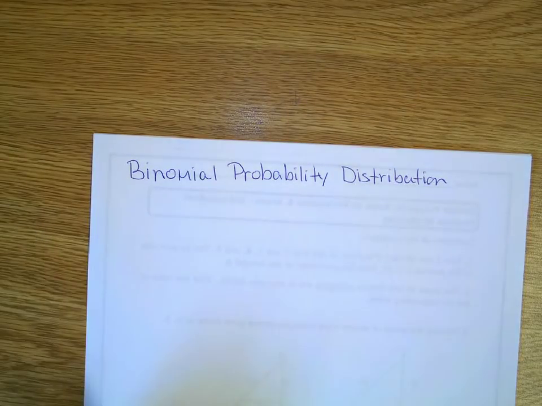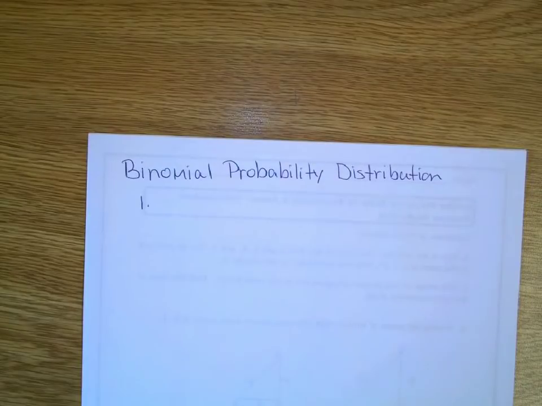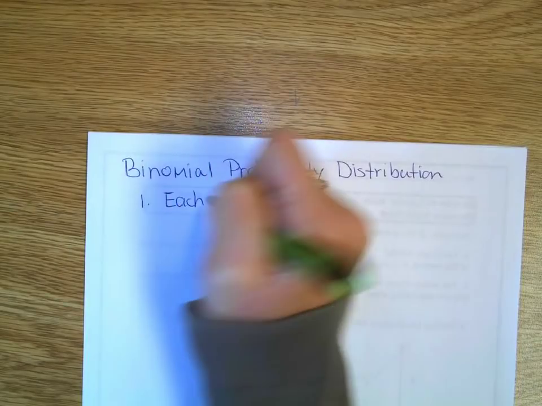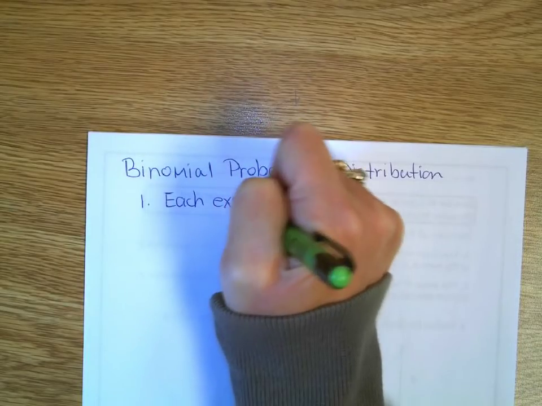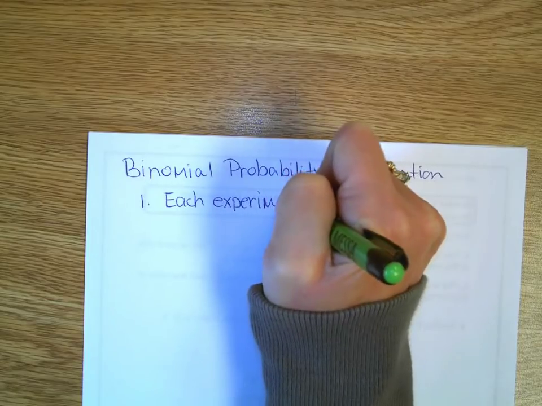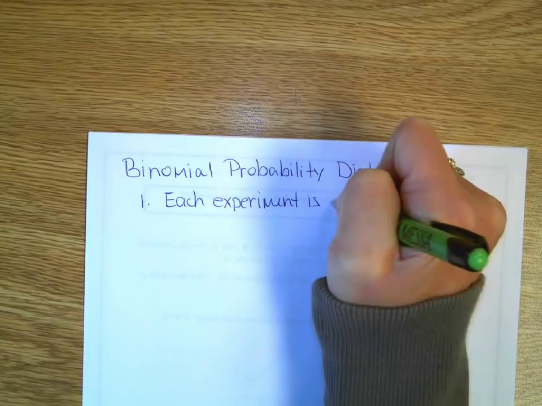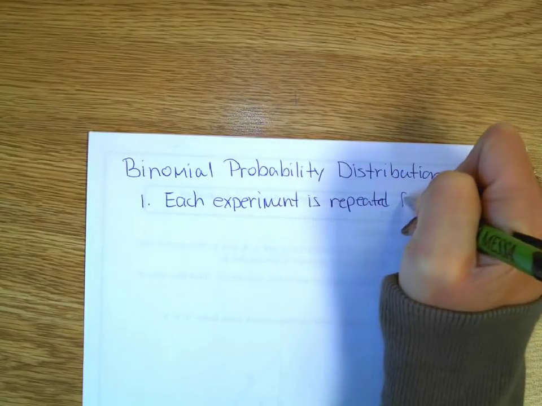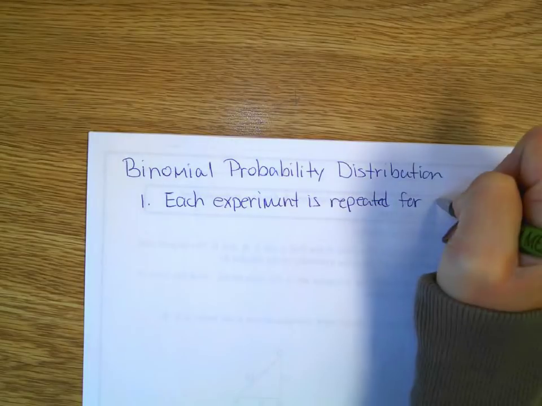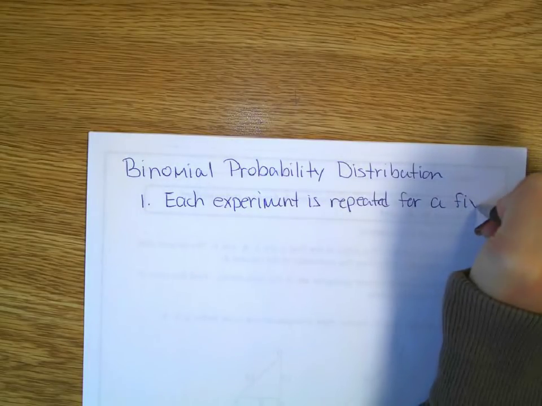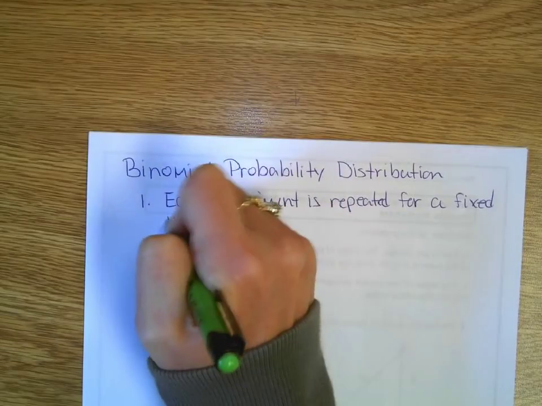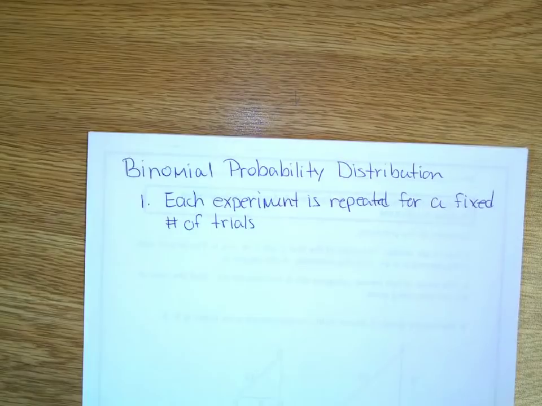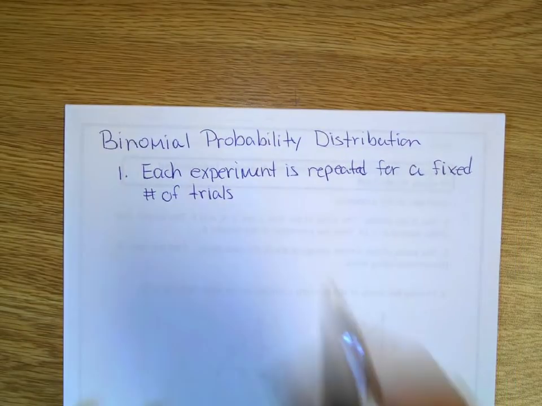Okay, to be binomial, 3 things have to happen. Each experiment is repeated for a fixed number of trials. So you know exactly how many trials you're doing.